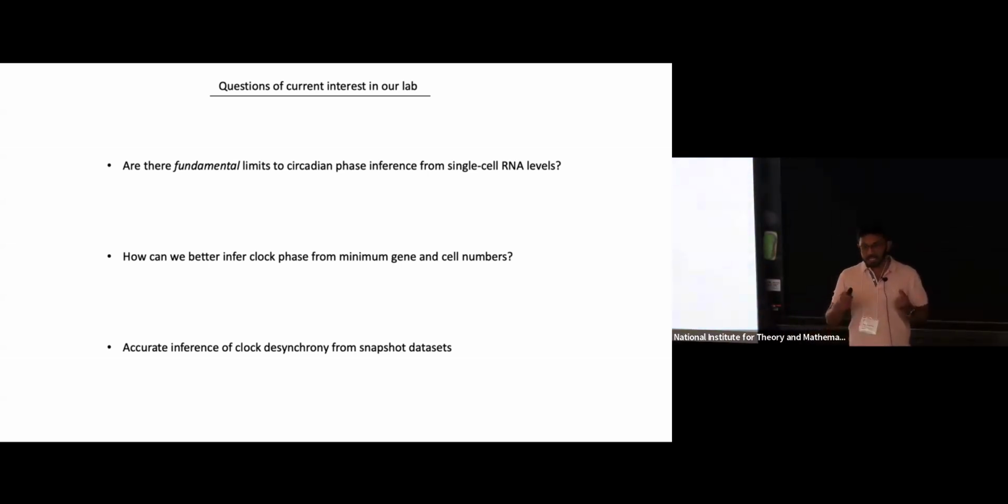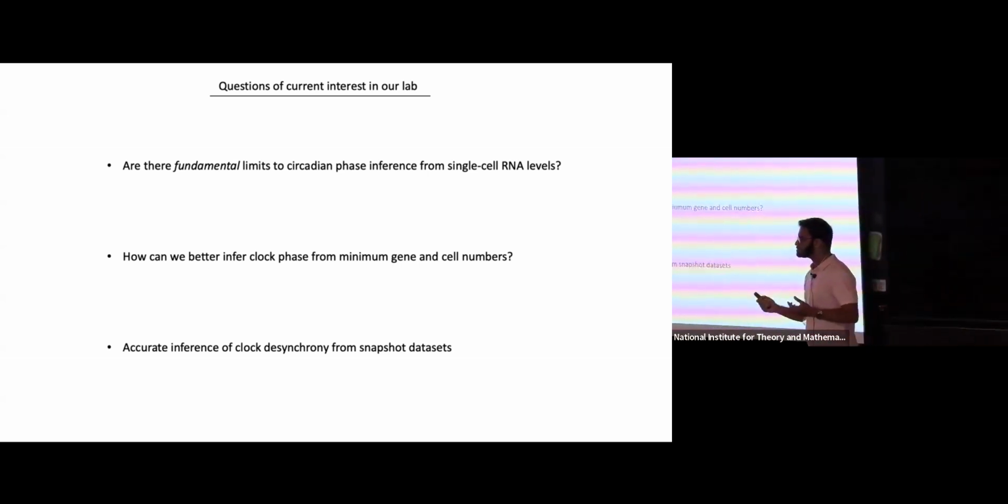Are we able to actually infer phase from single cells when you can get rid of these technical issues? How do we do this? Can we do this from single cells? And of course, because now you have single cell data, an interesting question that you want to answer is, are you able to extract desynchrony from these kinds of samples? These are the broad kinds of questions that we are trying to answer.